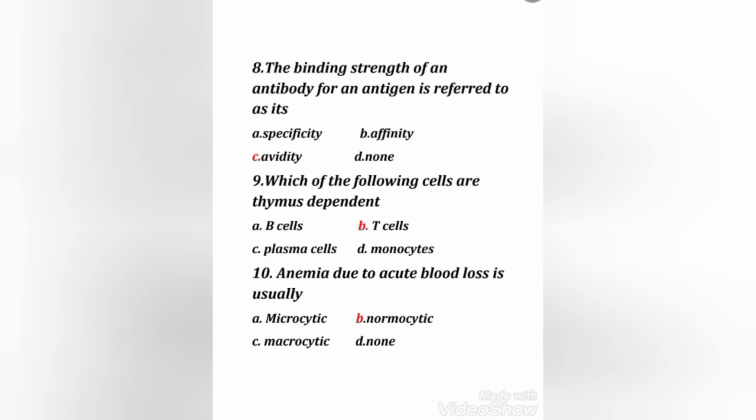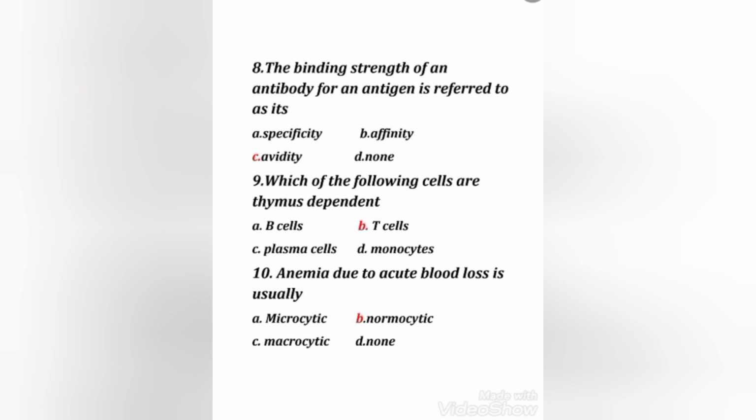Next question. Which of the following cells are thymus dependent? B cell, T cells, plasma cells, monocytes. The right answer is option B, T cells. The primary function of the thymus is to produce thymic lymphocytes. It is a major site for lymphocyte proliferation in the body. During maturation, the lymphocytes acquire new surface antigen and are called T lymphocytes or T cells. So the right answer is option B, T cells.